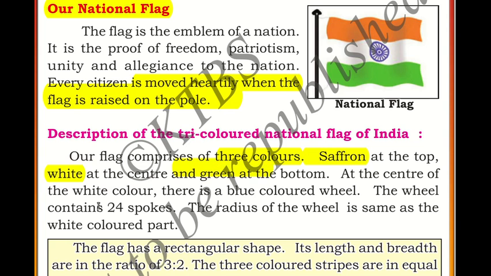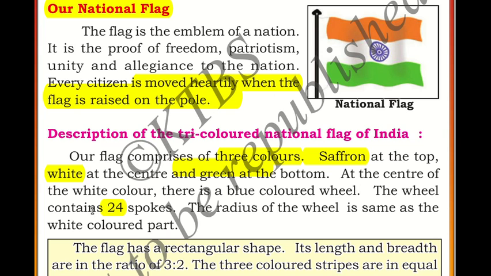At the center of the white color, there is a blue colored wheel. So here we can see the blue colored wheel. The wheel contains 24 spokes. So we'll be learning the significance of all of this soon, but try to think about what these 24 represent. Okay, just think about it and let's move on. The radius of the wheel is the same as the white colored part.